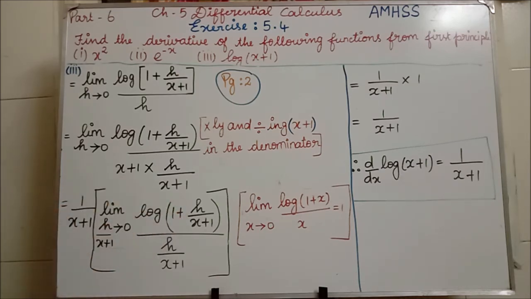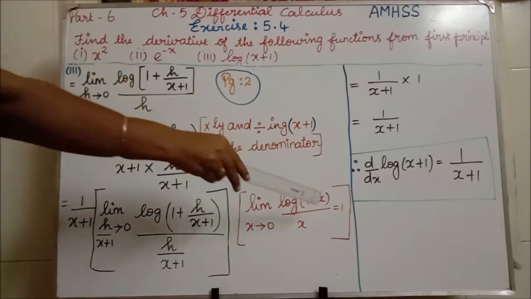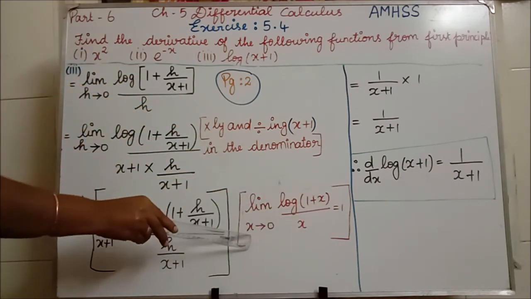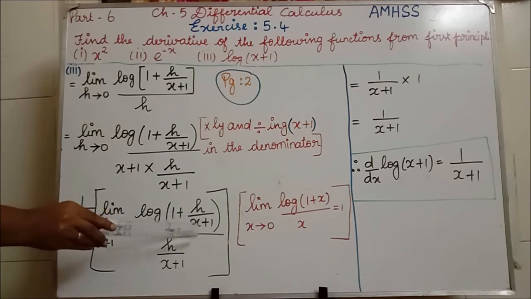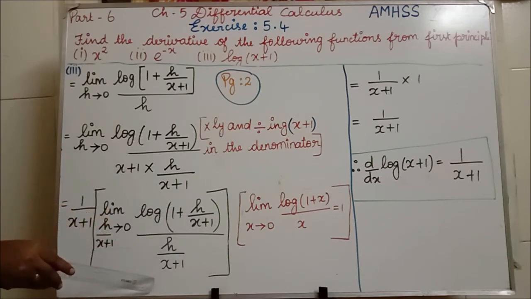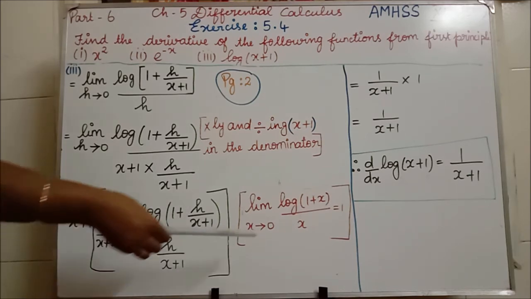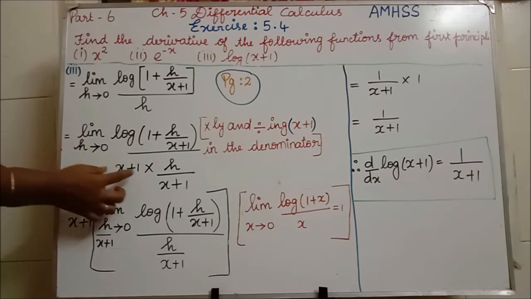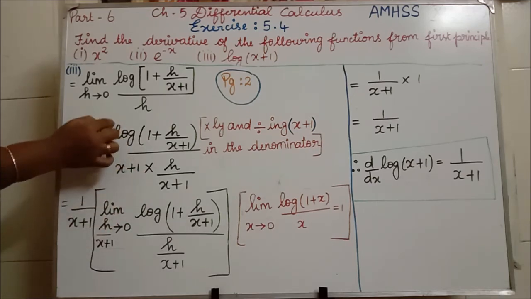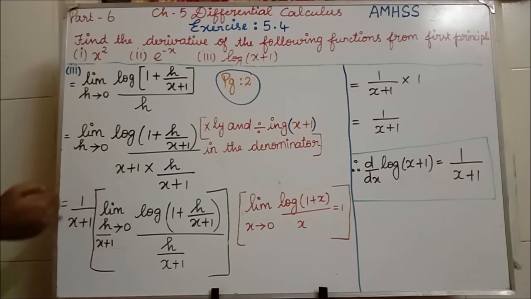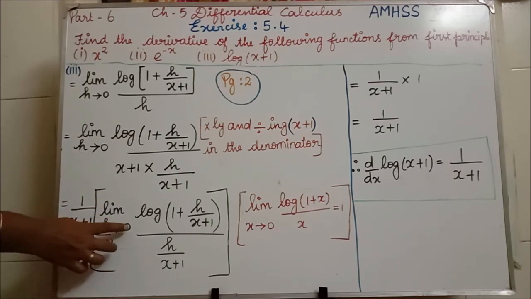Because see the formula: inside, if you are having x, then here also x. So inside if you are having h divided by x plus 1, then here also the limit you have to change: h divided by x plus 1 tends to 0. Why are we writing this? According to this formula. Clear? In the numerator we are having 1, so 1 divided by x plus 1 is outside the bracket, limit h tends to 0. Instead of h we are writing h divided by x plus 1 tends to 0.